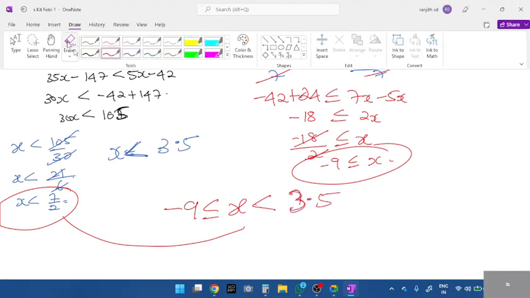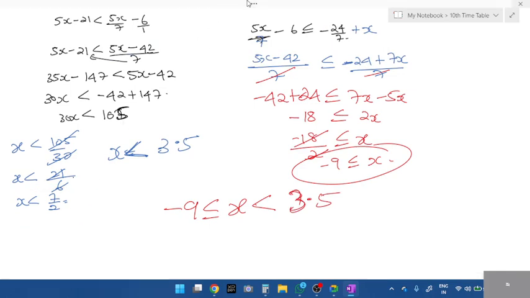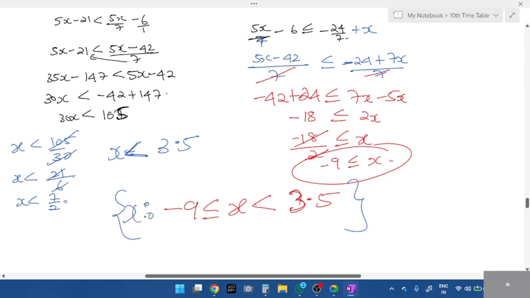If it is real number, how do I write? X such that, just copy this. Once you find this, I'll tell you. Once you write this, open and close the bracket, just put x such that. Is this clear?